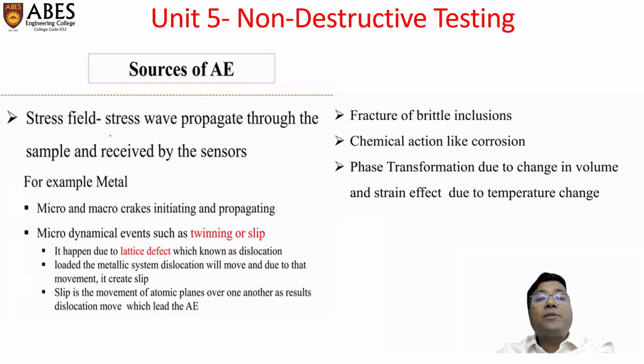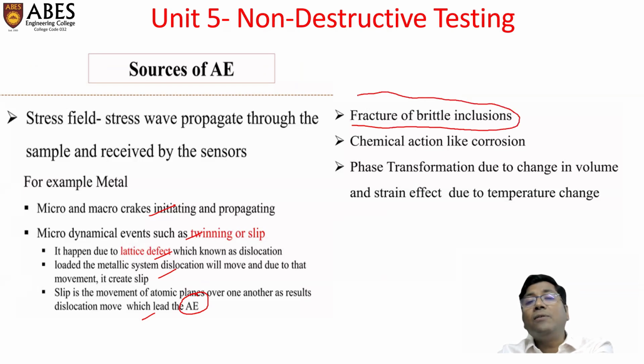Stress field, stress wave propagate through the sample and are received by the sensors. For example, in metal, micro and macro cracks initiating and propagating can be detected. Microdynamical events such as twinning or slip happen due to lattice defect, which we have discussed in the defects section also, known as dislocation. When the metallic system is loaded, dislocation will move, and due to that movement, it creates slip. Slip is the movement of atomic planes over one another as a result of dislocation movement, which leads to AE. So slip causes the deformation, and this deformation causes the emission of acoustic waves, and this is measured and analysis is being made and testing is done for the material.